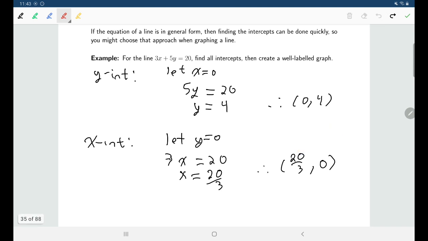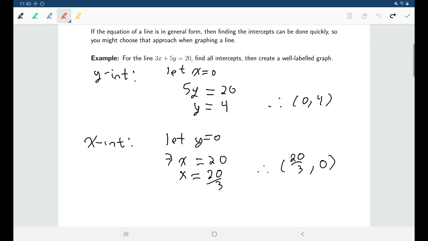I wouldn't turn it into 6.6. I wouldn't round things off. I do expect to see it left as a fraction. Now, if you want to run it through your calculator to get an idea of how big 20 thirds is, so that it's somewhere between 6 and 7, that's fine. But when I label things, I'll be labeling that x-intercept with 20 thirds, 0.